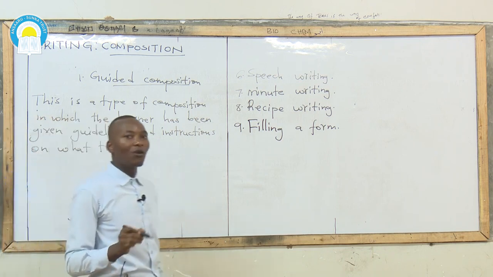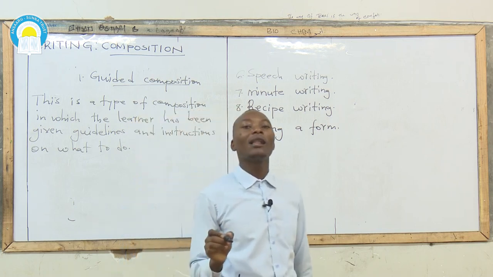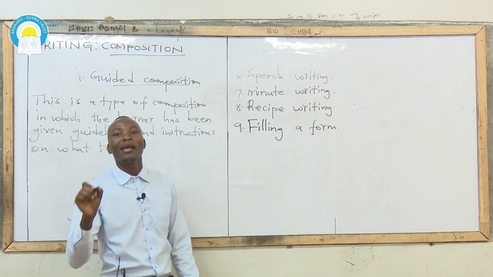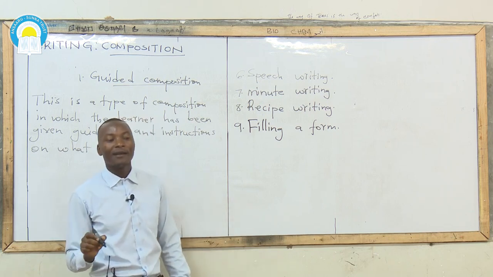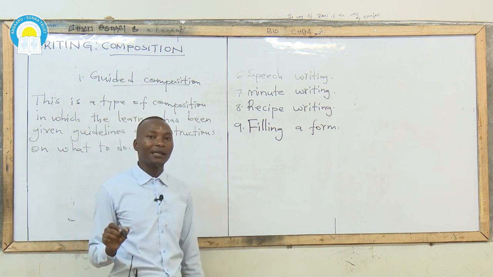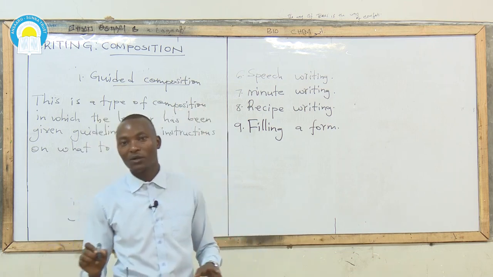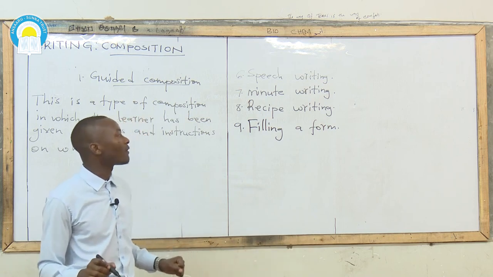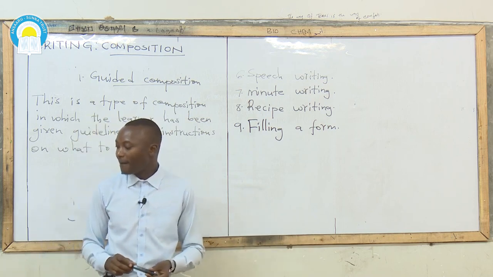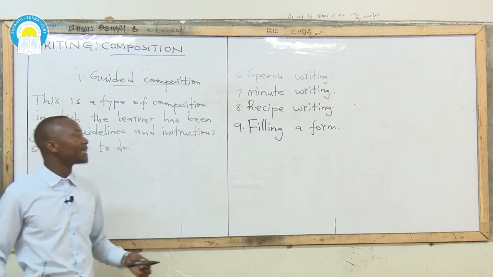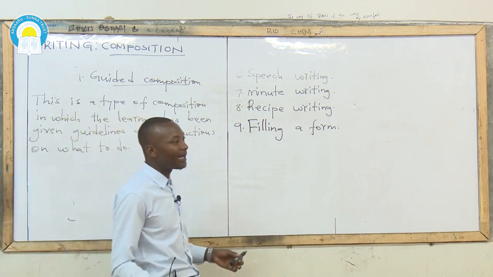Now, the guided composition is also called directed composition. And I would like to say this, that we have different examples of guided composition. The guided composition can be in 4 types. There are 4 types of guided composition.